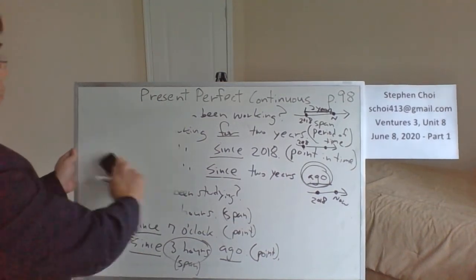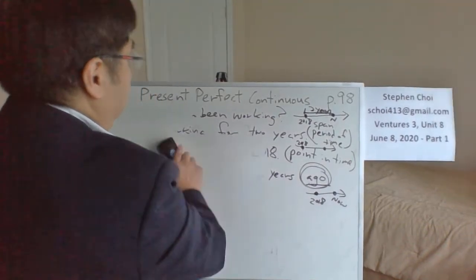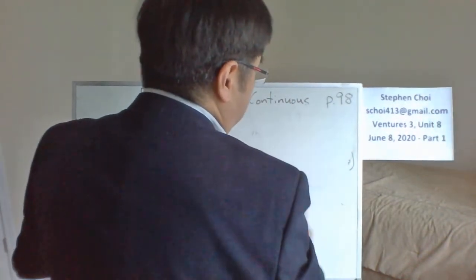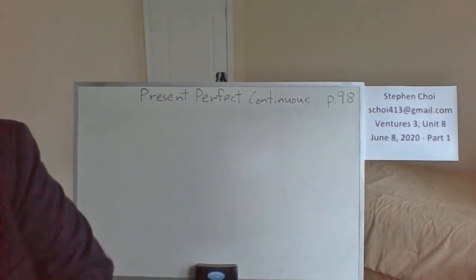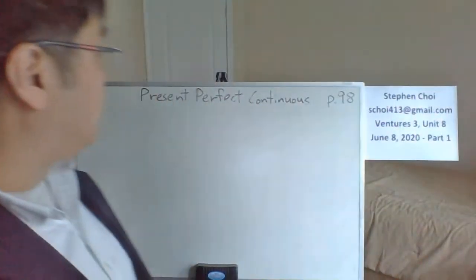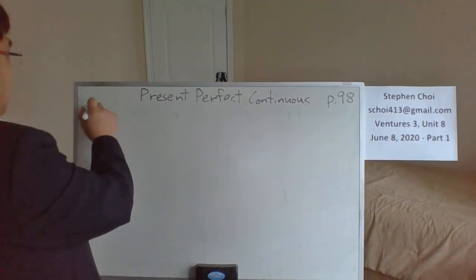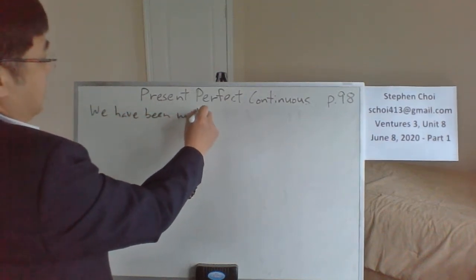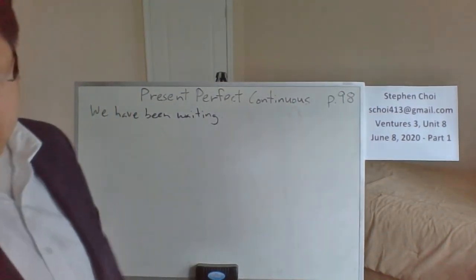And let's just go through one more sample sentence and see if we got it. All right. Let's do a different sentence. In the book it says I've been waiting for a long time. Let's just use waiting, but let's just use we. We have been waiting. We have been waiting.